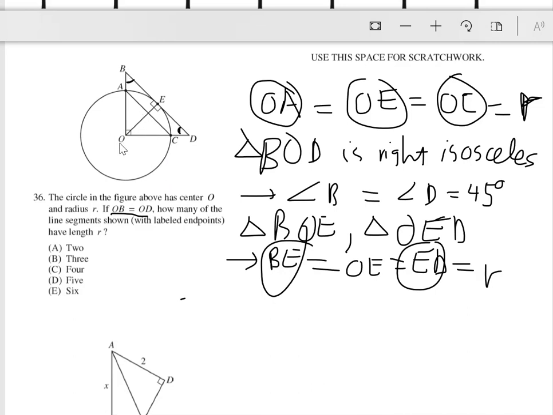What else? I think we have found all the segments that are equal to R. So in this figure I can only find five segments that are equal to R. So I think the answer should be five, which is D for question 36.